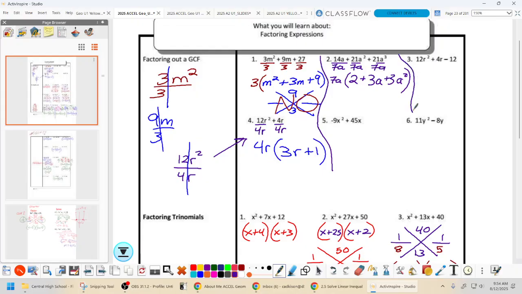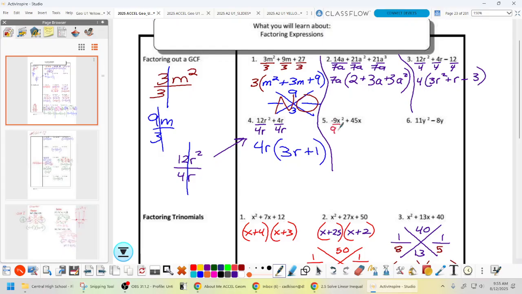Alright, next one. Is there a GCF? Yeah, what is it? 4. Pull it out front. We get 3r squared plus r minus 3. Okay, are there factors of negative 9 that add up to 1? No, because it's either 3 and 3 or 9 and 1. That's it, right? So that doesn't factor any further. Okay, next one. GCF. Is there one?